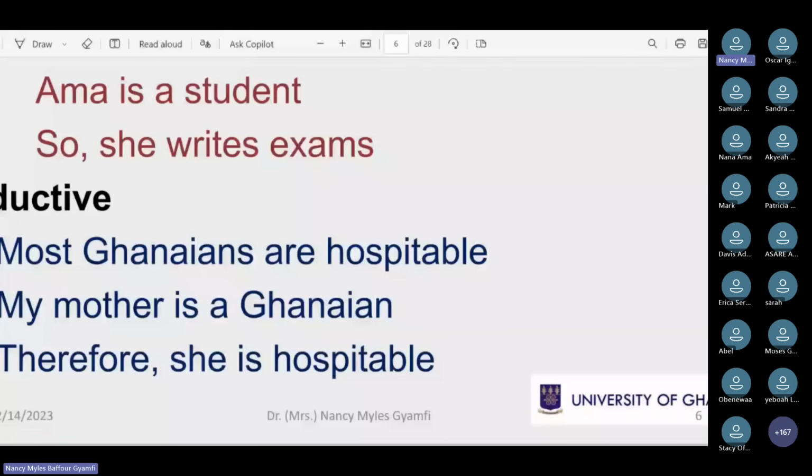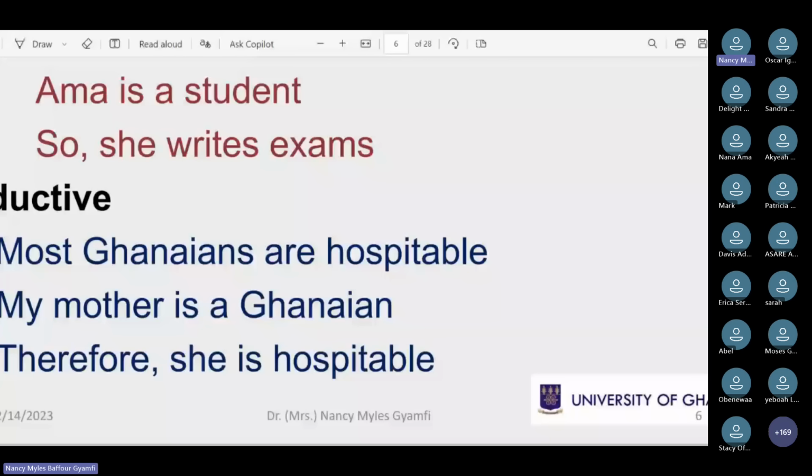How do I know that there are few who are not? Because I said most. We started with most Ghanaians are hospitable. So if most are, it doesn't mean all are. This premise suggests that there's an exception. If you get the drift, then that is why this conclusion doesn't necessarily follow from the premises given, even if we were to grant the premises to be true. Therefore, the relationship between the given premises and the conclusion drawn is not a necessary one.